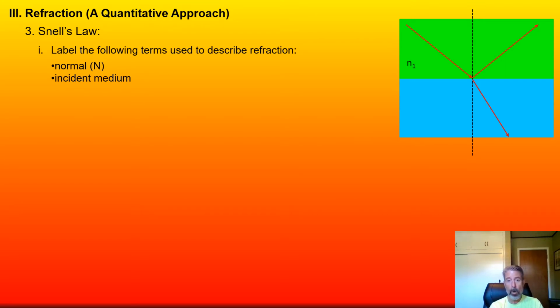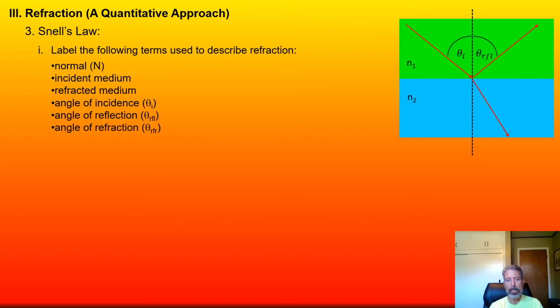n1 will represent the index of refraction of the incident medium, and n2 the index of refraction of the transmitted, or let's say refracted, medium. No surprise here, the angle of incidence is the angle that the incident ray makes with respect to the normal. The angle of reflection, just to review, is the angle that the reflected ray makes with respect to the normal. And now we can talk about an angle of refraction, the angle that the transmitted, refracted or bent ray makes with respect to the normal to the interface.